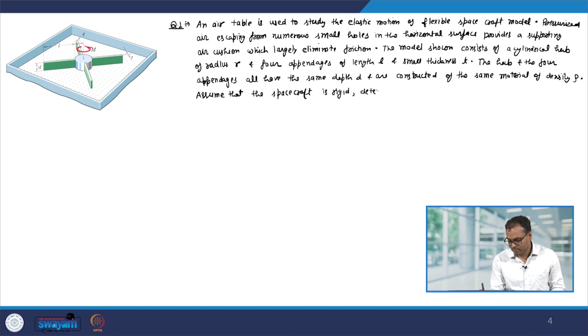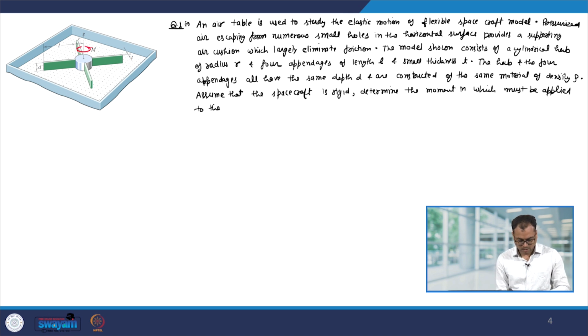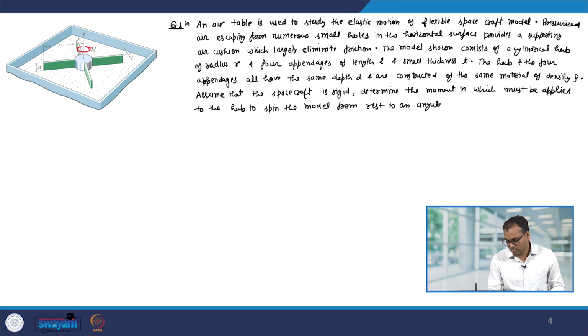Determine the moment m which must be applied to the hub to spin the model from rest to an angular velocity omega in a time period of tau seconds.